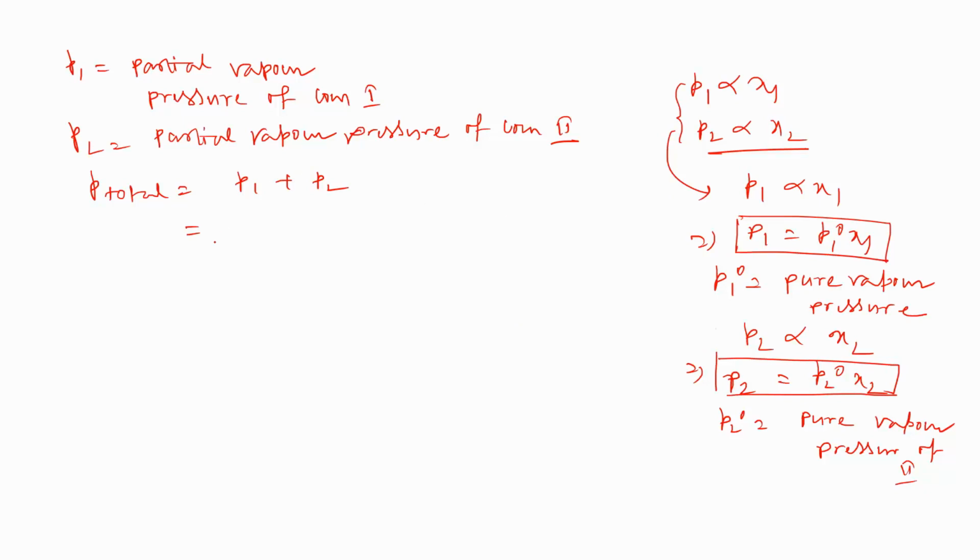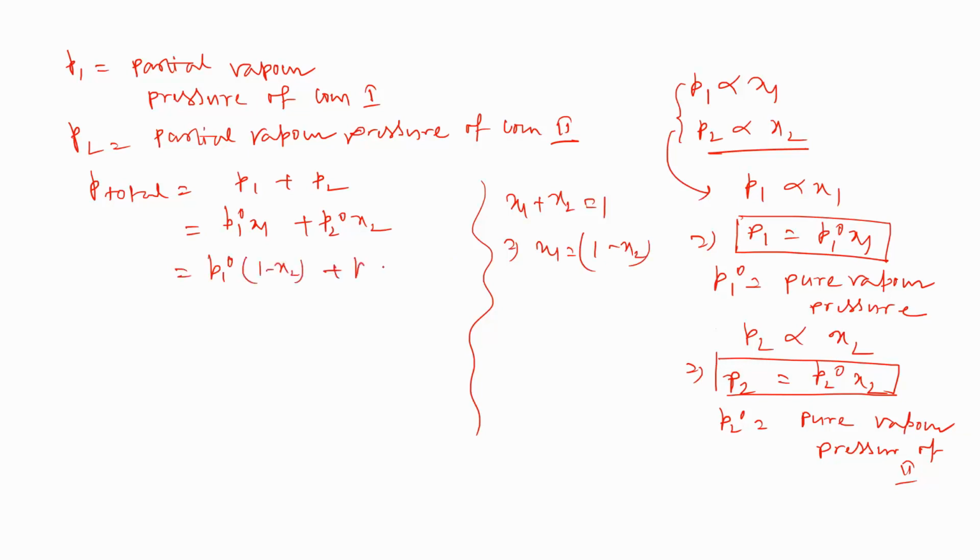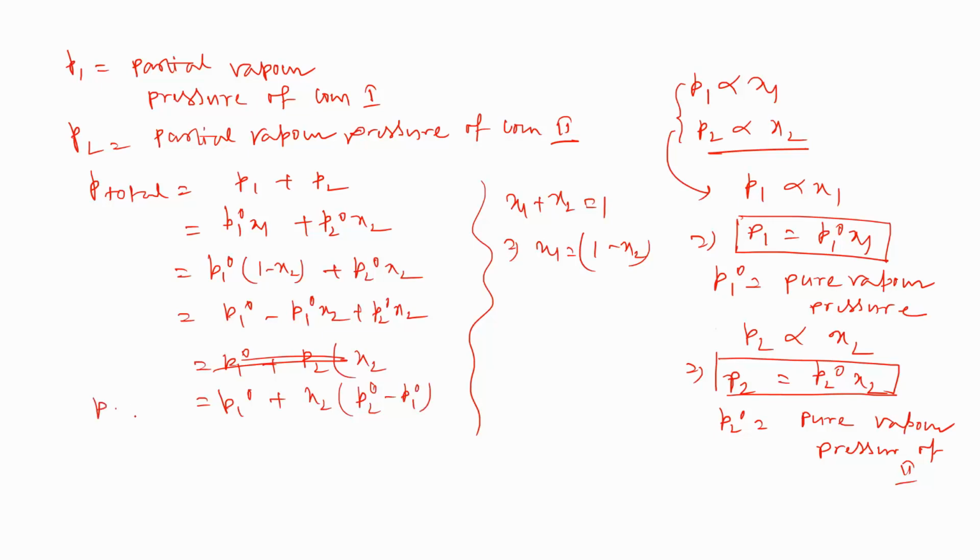We will put these two equations in here. What will happen? P total equals P1⁰ into X1 plus P2⁰ into X2. Now, in this mixing solution, let us consider the total mole fraction X1 plus X2 equal to 1. So X1 equals 1 minus X2. Now I will put here P1⁰ times (1 minus X2) plus P2⁰ X2. So P1⁰ minus P1⁰ X2 plus P2⁰ X2. So P total equals P1⁰ plus X2 times (P2⁰ minus P1⁰). So this is the P total.